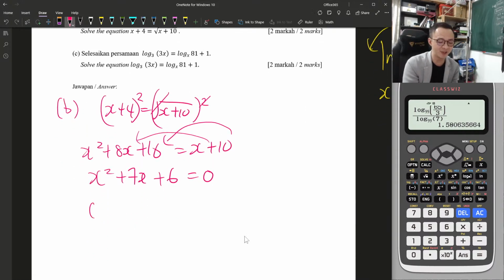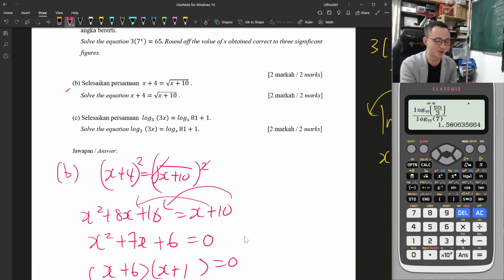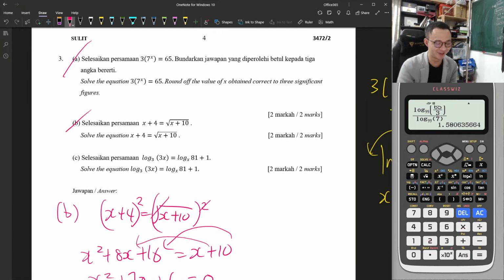And then I will just factorize as normal. This one should be x plus 6, x plus 1. So therefore, x will equal negative 6 or x will equal negative 1. So this is just a simple 2-mark question to make sure students don't get 0, because this one is like the modern math question.